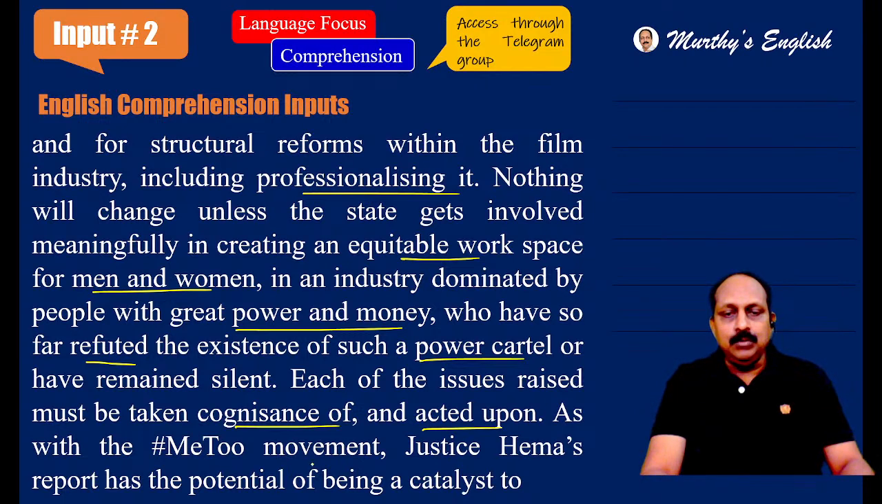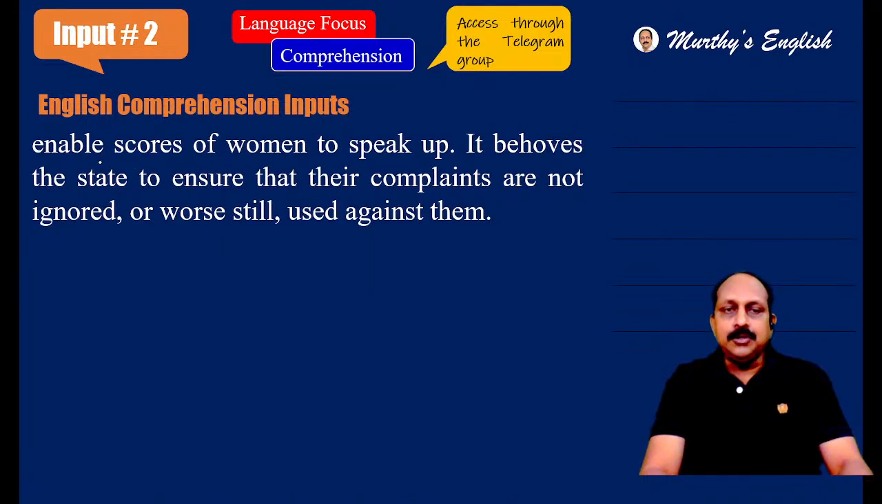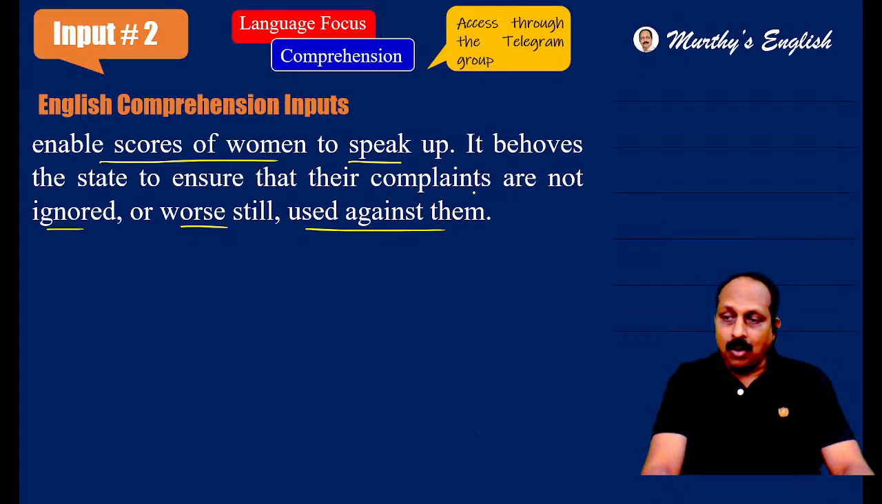As with the Me Too movement, Justice Hema's report has the potential of being a catalyst to enable scores of women, many women, to speak up. They have to speak up, they have to disclose their sufferings. How does the editorial end? It behoves the state to ensure that their complaints are not ignored or, worse still, used against them. They have to make sure the complaints are not used against them, but find solutions for these. That's all about today's editorial.